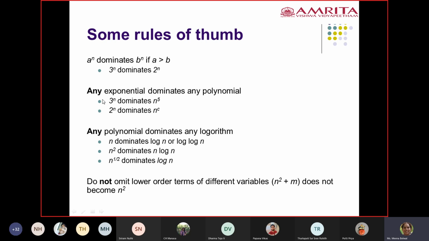Okay. Now the next rule of thumb: any exponential dominates any polynomial. Any exponential. Okay. It is not that it's a lower order exponential. Nothing like that. Any exponential is going to dominate any polynomial, right? 3 to the power of n dominates n to the power of 5. Because the rule is very simple. For higher values of n, this is going to be 3 to the power of, let us say, 10,000. It is going to dominate 10,000 to the power of 5. Okay, any exponential dominates any polynomial.